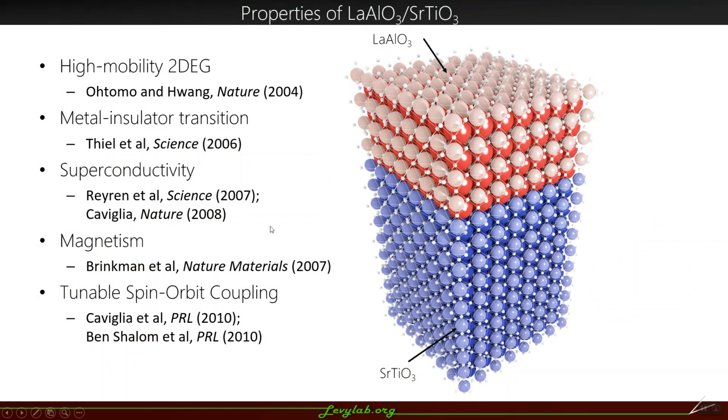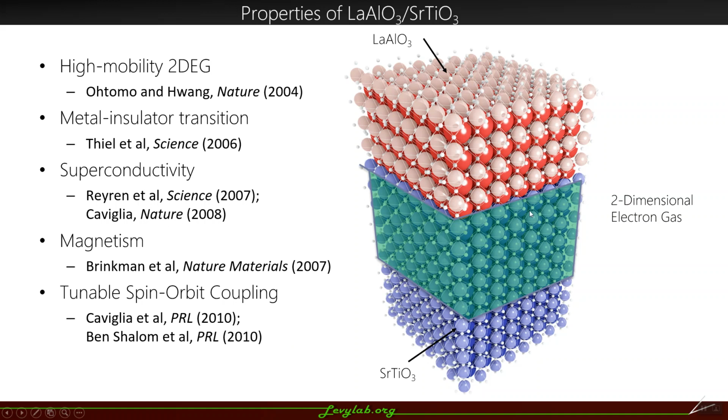Lanthanum aluminate strontium titanate is a really fascinating material. It exhibits such interesting properties as a high-mobility two-dimensional electron gas that forms here at the interface between the lanthanum aluminate and the strontium titanate. It also exhibits a metal insulator transition, superconductivity, magnetism, tunable spin-orbit coupling, and more.